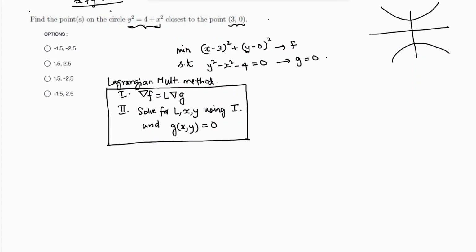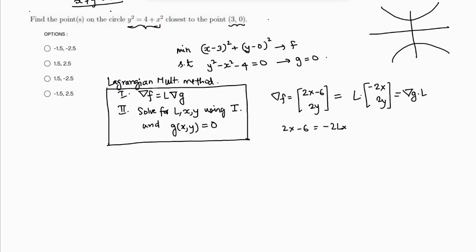What is the gradient of f? The gradient of f is nothing but (2x minus 6, 2y), okay? Now what is the gradient of g? The gradient of g is (minus 2x, 2y). And we have to set grad f equal to L times grad g, right? So now let's solve this. First we have 2x minus 6 equals minus 2Lx, right? And then we have 2y equals L into 2y, right?